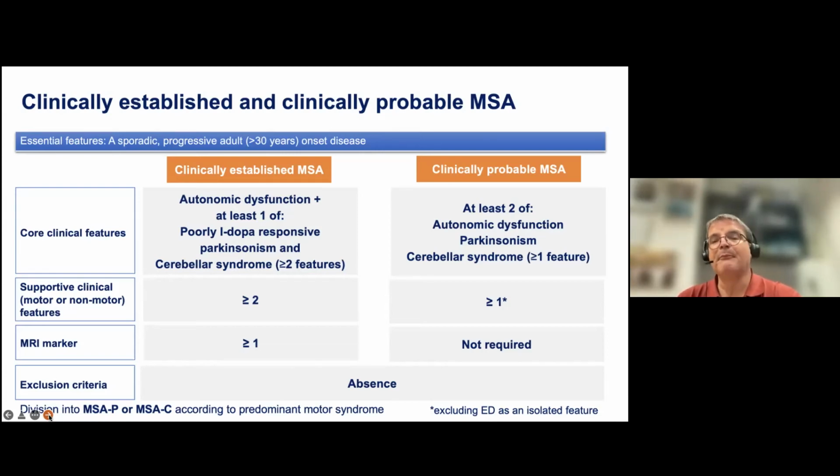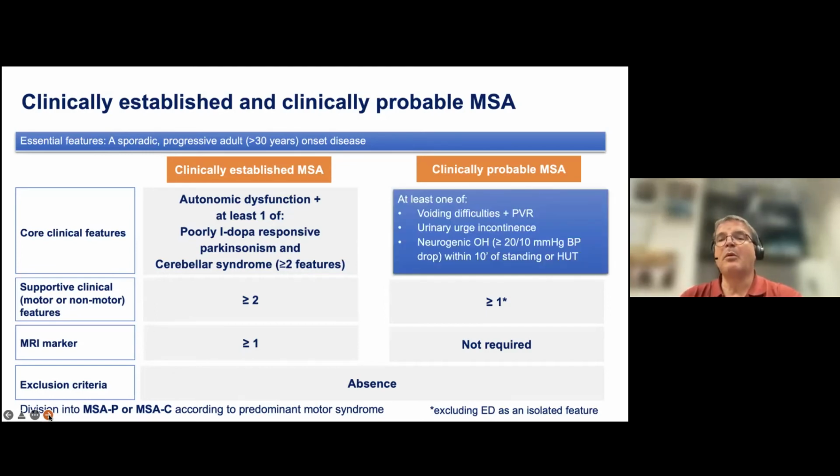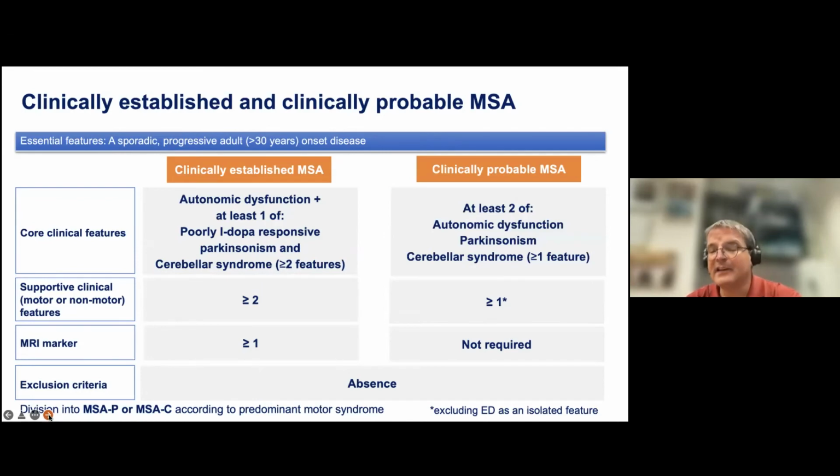clips to come. On the right side, you can see clinically probable MSA, which is defined by at least 2 of autonomic dysfunction, parkinsonism, or cerebellar syndrome or cerebellar ataxia. Autonomic dysfunction is not obligatory. Some patients with probable MSA may just have motor features, including parkinsonism and cerebellar syndrome.